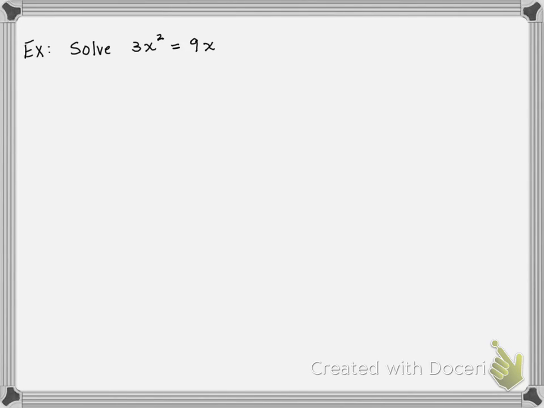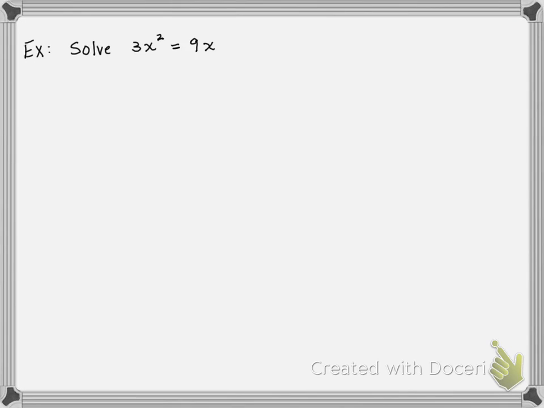Okay, so let's look at our 3 steps. Do I have a 0 on one side? No, I do not. So how might I get a 0 on one side? By subtracting 9x. You could either subtract 9x from both sides to get a 0 on the right, or you could subtract 3x squared from both sides to get a 0 on the left.